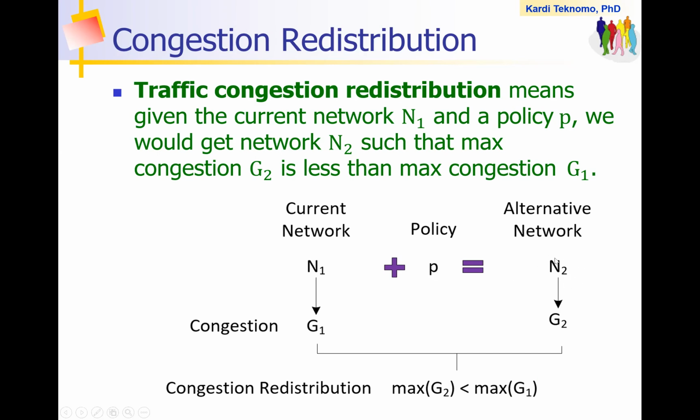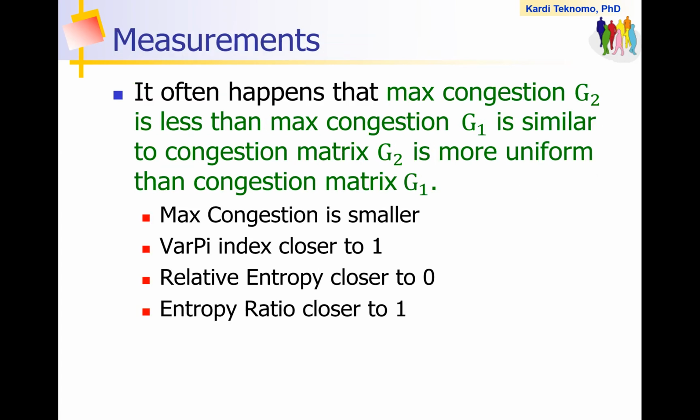Based on that policy, you can create an alternative scenario, N2. And then from here you calculate the current network congestion G1, and the alternative network congestion G2. So we will say congestion is redistributed if the maximum congestion in G2 is less than the maximum congestion in G1. This is the idea. We just did it a while ago, but I want you to understand the meaning.